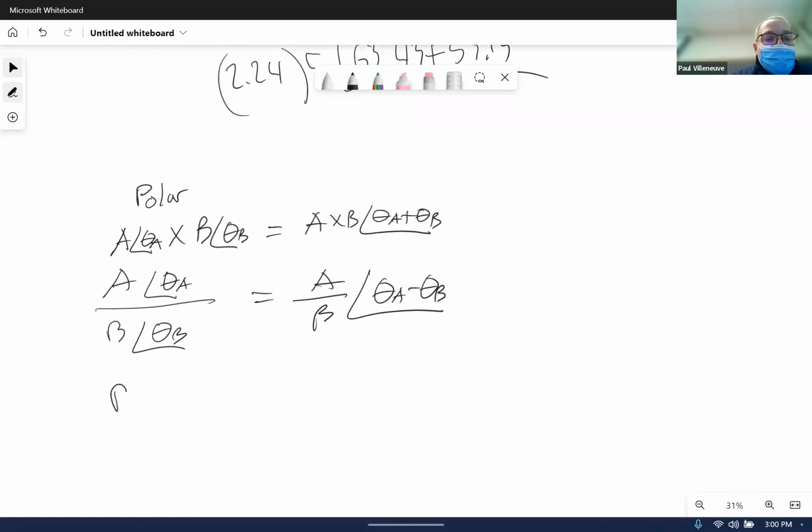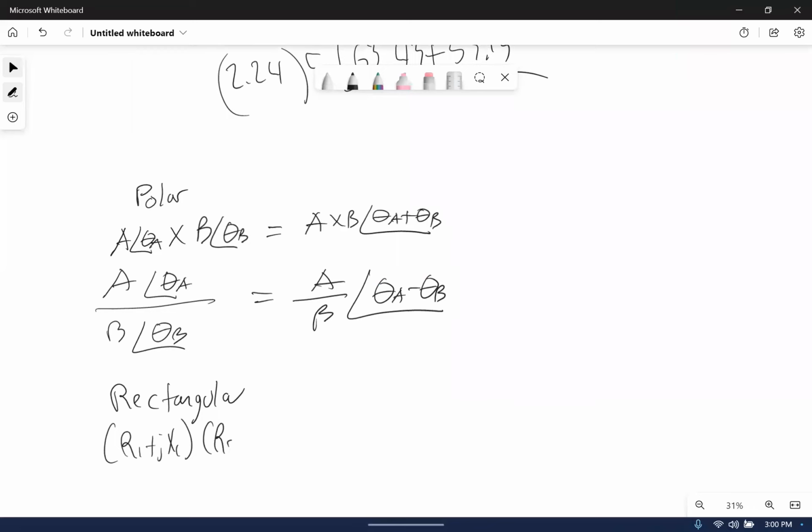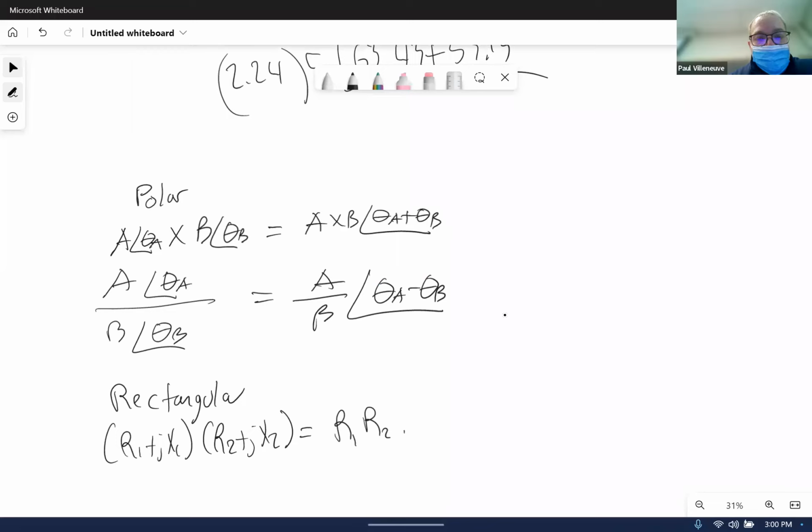You can do rectangular. R1 plus JX1 times R. Go ahead. Or minus.